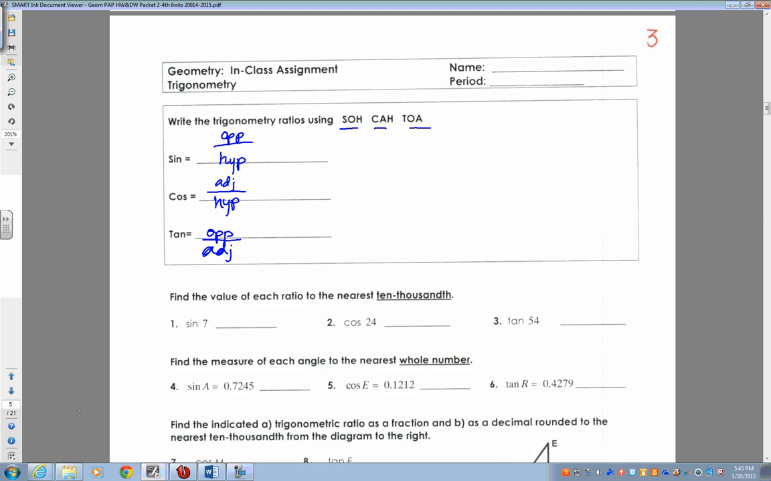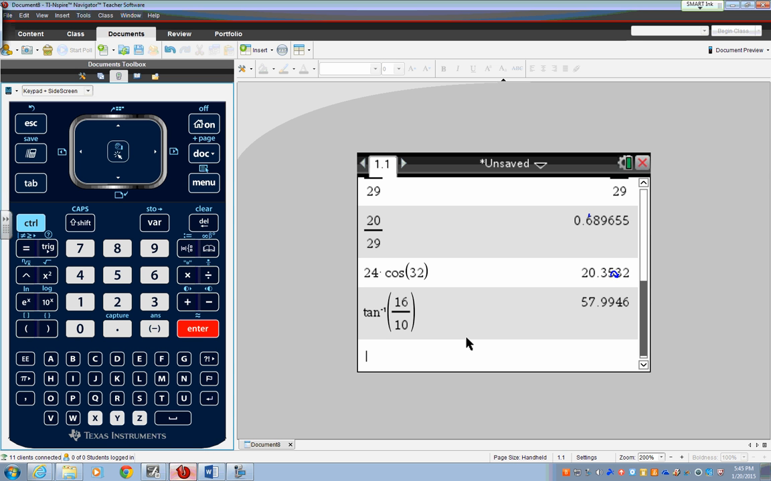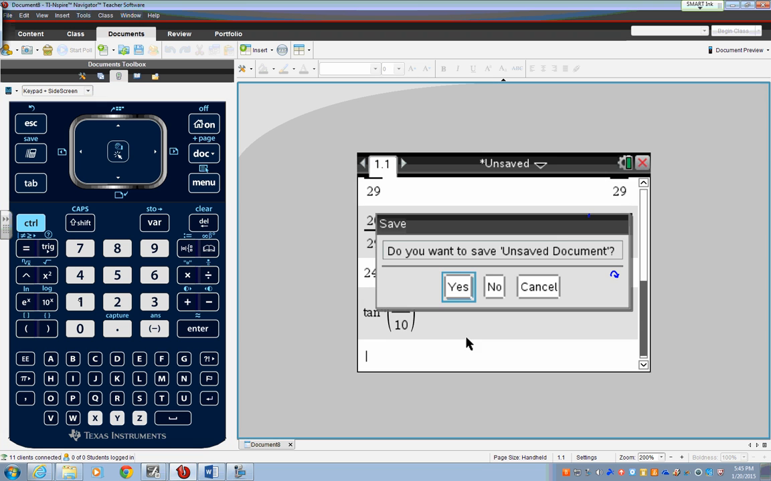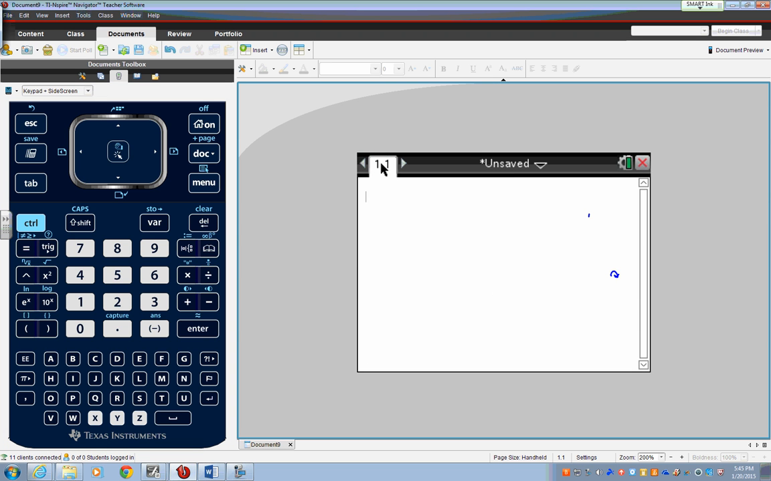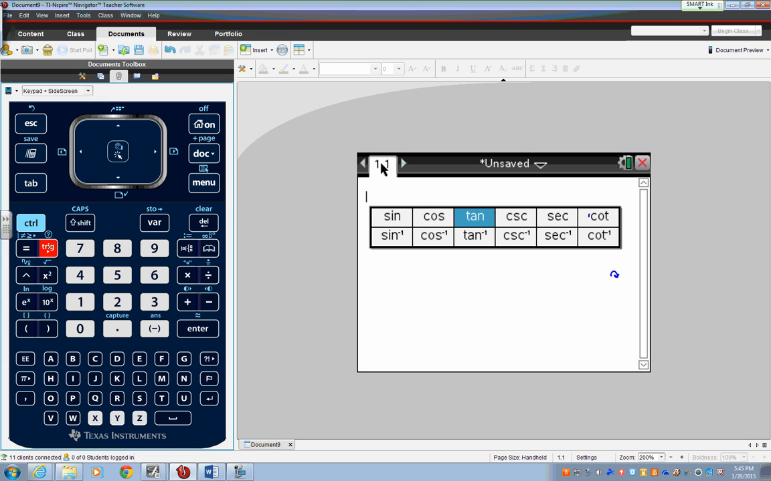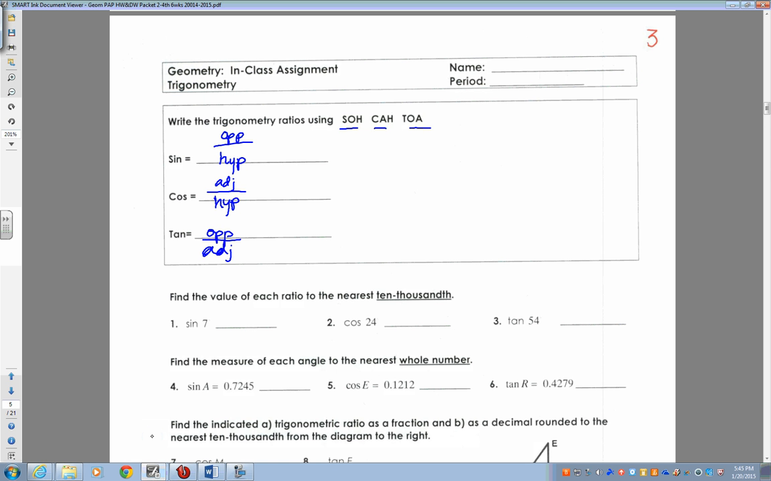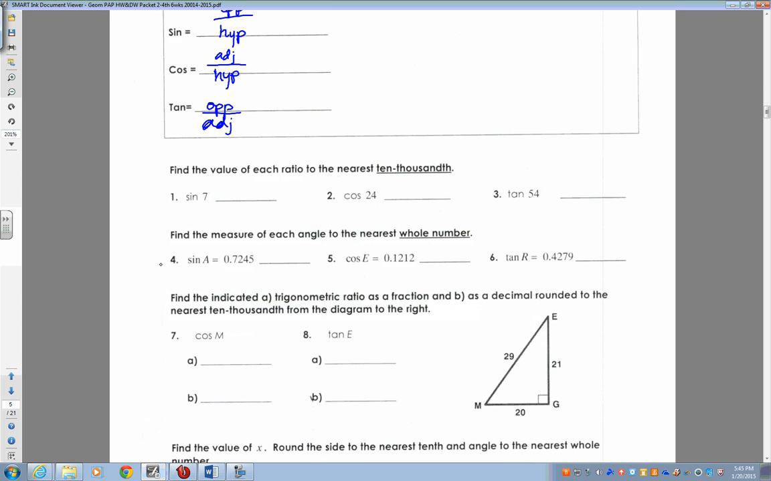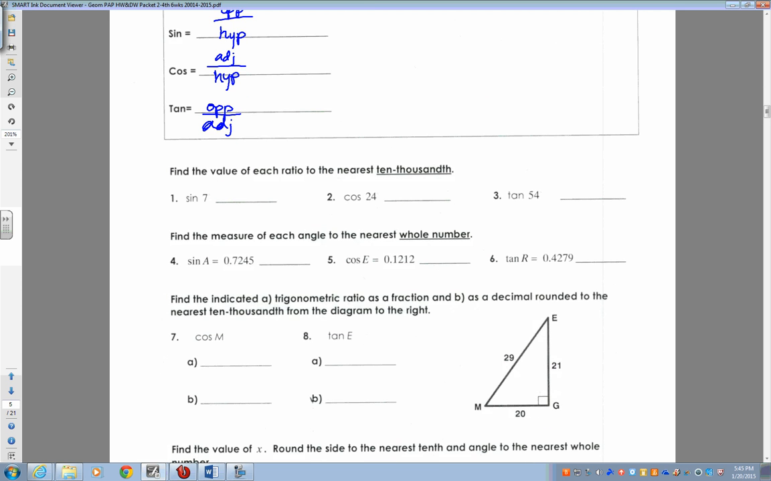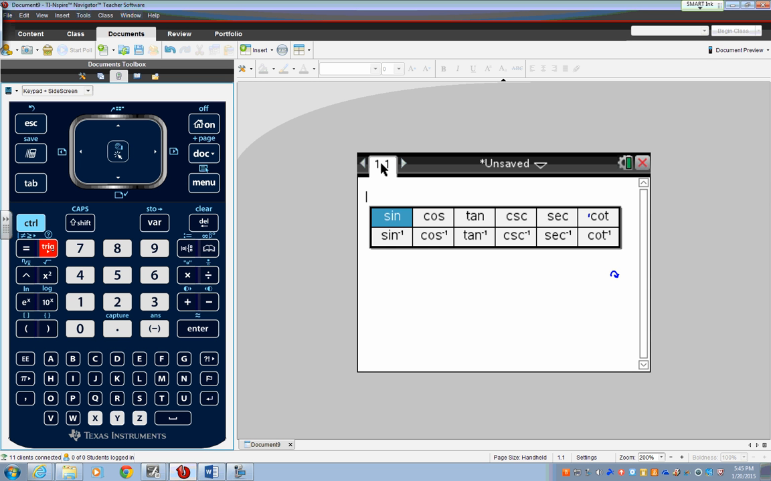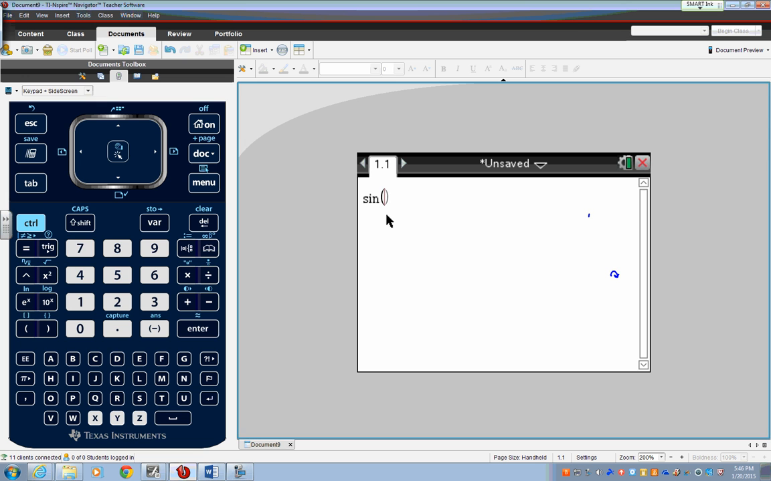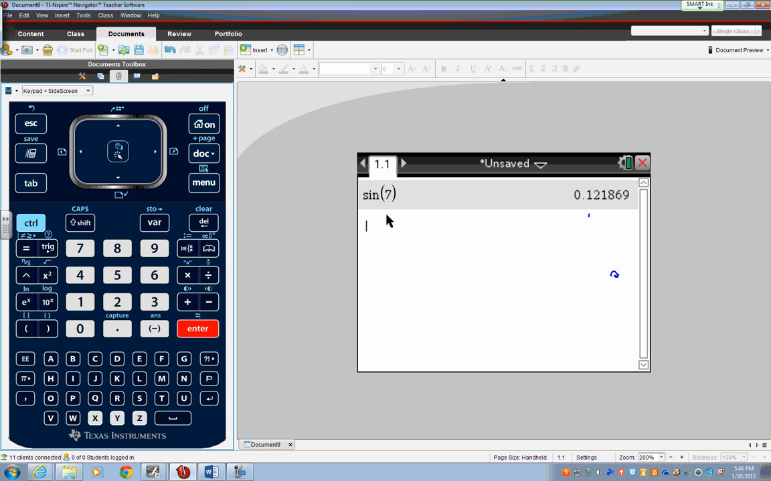In your calculator, let me give me a new document here. Your trig functions are located underneath the blue control key. Right here, if I hit the trig, it gives me all of the trig functions I need to use. On our worksheet, we're going to enter in sine of 7 degrees and get its value to the nearest 10,000th. So we're going to go to trig, click sine, then put 7, hit enter, and we get this decimal.